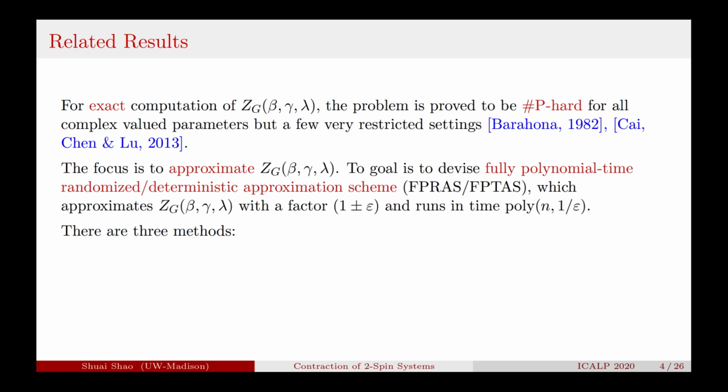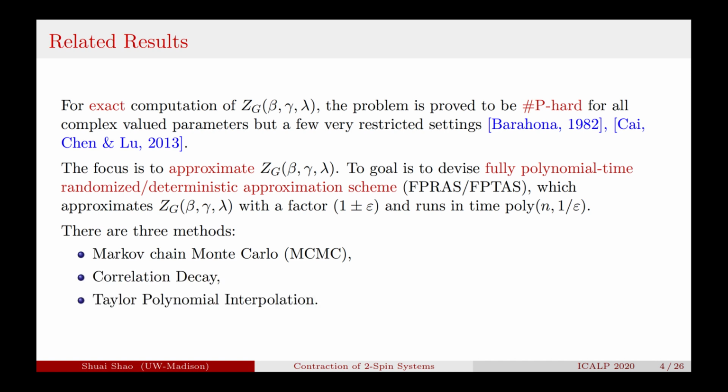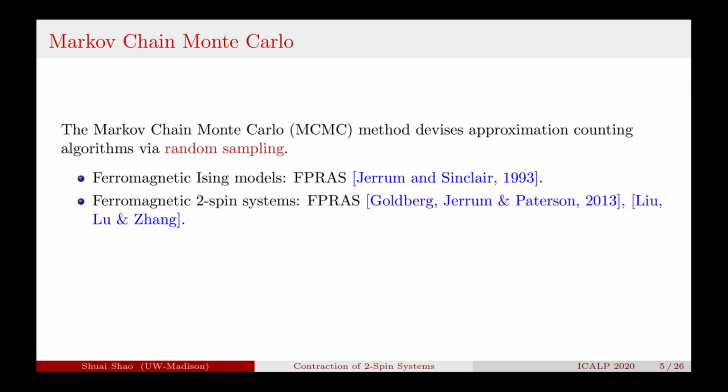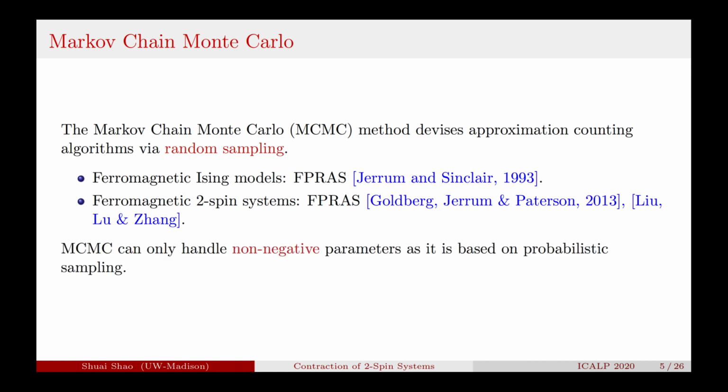And there are three methods to devise FPRAS or FPTAS. These are the Markov chain Monte Carlo method, the correlation decay method, and the Taylor polynomial interpolation method. The MCMC method, the Markov chain Monte Carlo method, gives approximate counting with random sampling, so it gives randomized algorithms. The initial FPRAS was obtained by Jerrum and Sinclair, and later it was extended to ferromagnetic two-spin systems. The MCMC method can only handle non-negative parameters because it's based on probabilistic sampling.